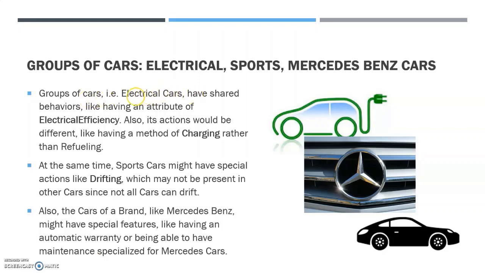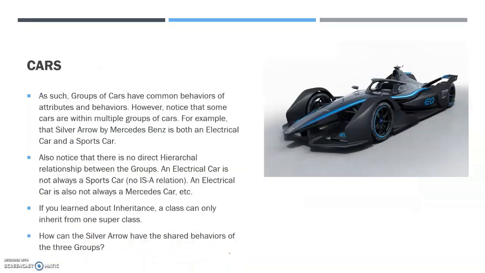Groups of cars, for example electrical cars, have shared behaviors, like having an attribute of electrical efficiency. Also, its actions would be different, like having a method of charging rather than refueling for traditional fossil fuel cars. At the same time, sports cars might have special actions like drifting, which may not be present in other cars since not all cars can drift. Also, the cars of a brand like Mercedes-Benz might have special features, like having an automatic warranty, or being able to have maintenance specialized for Mercedes cars.